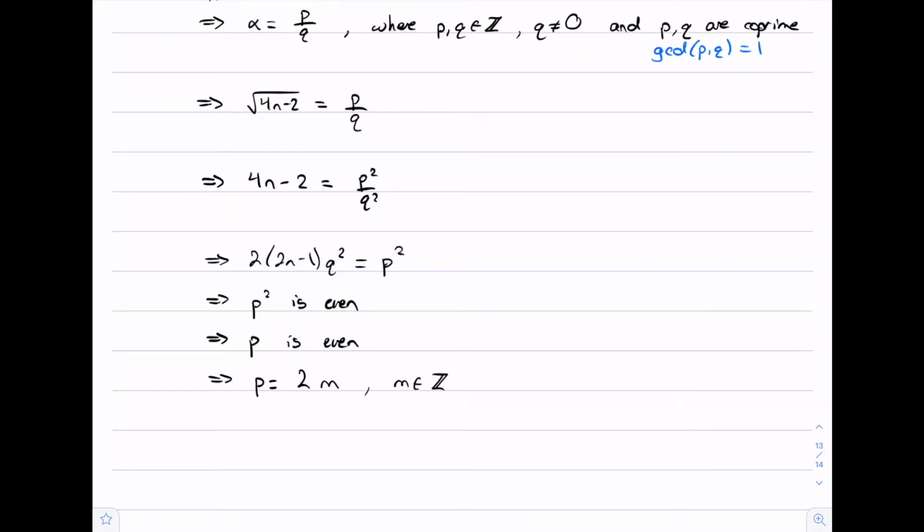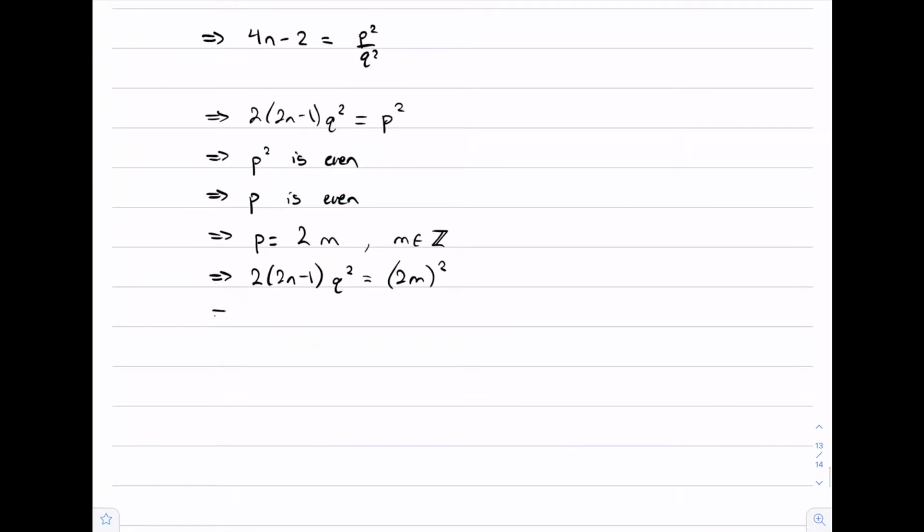Now what we do is we substitute that back into this expression up here. So this tells us then that 2 times (2n minus 1), there's no powers here, times q squared equals (2m) all squared.